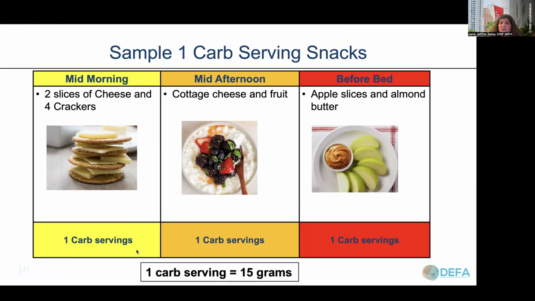This snack with cottage cheese and fruit, they're choosing berries so they can have more berries. The cottage cheese is mostly protein, so that's okay. And the before bed snack is apple slices and almond butter. So again, the portion sizes, the carbohydrates is what matters here.